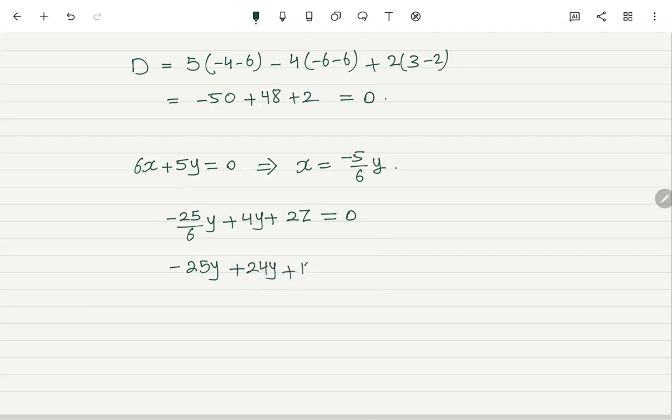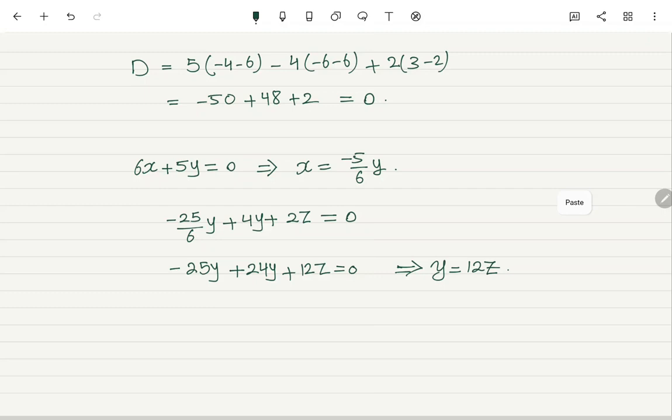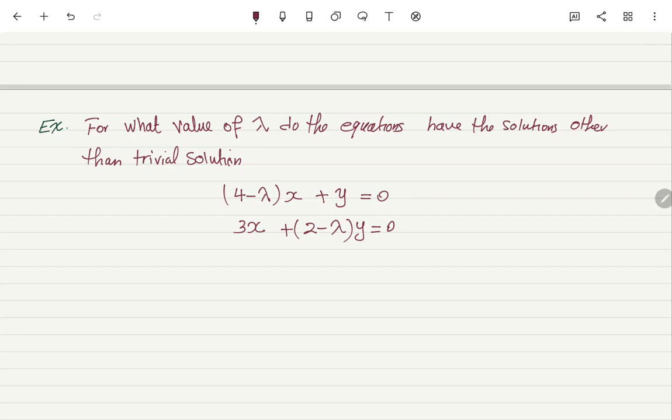So minus 25y plus 24y plus 12z equal to 0. Therefore, y equal to 12z. And x in this case will be equal to minus 10z, y equal to 12z. And these values, x and y, satisfy the set of the three equations.